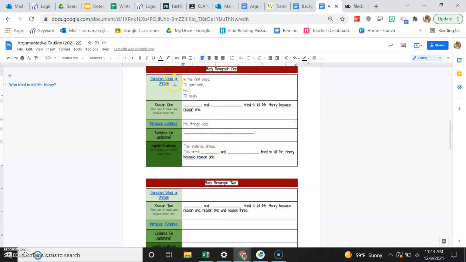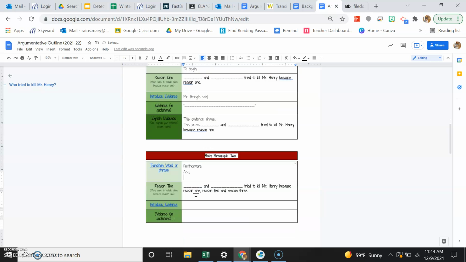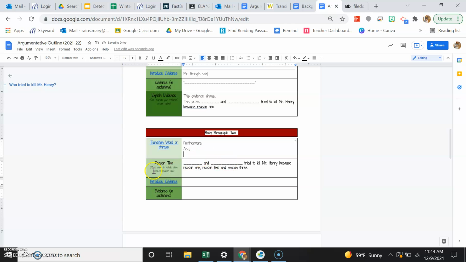So, like, the transition word or phrase is not going to be the same each time because we're not starting something if it's the second body paragraph. So then you would go to the transition word or phrase and find something that means that you're moving on, like furthermore or also, something like that. Then you copy and paste your claim because reason 2 down here.